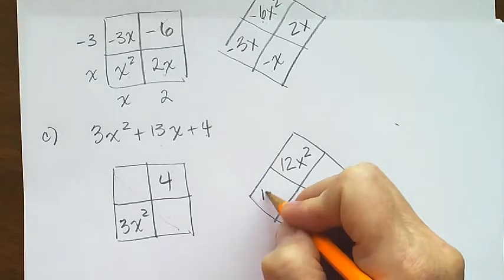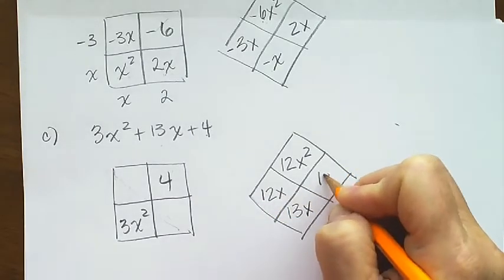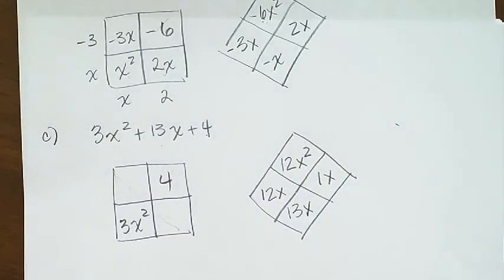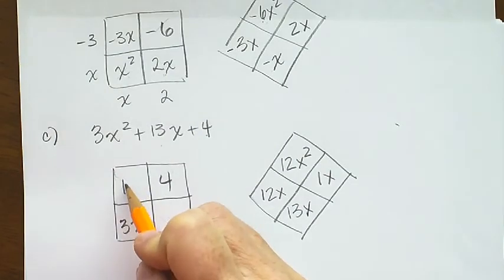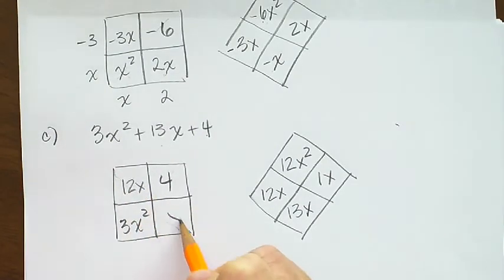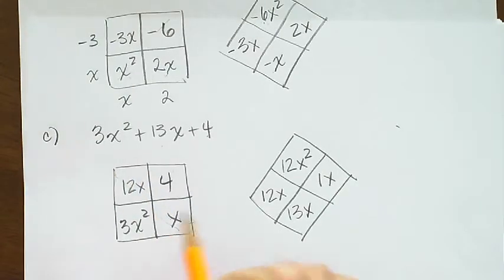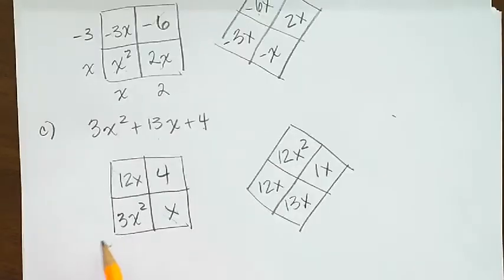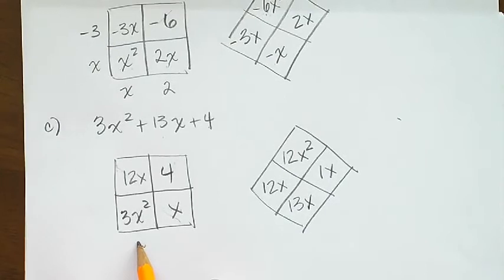That's going to be 12x and 1x. I don't have to write the 1 right there. So then 12x and x are my missing terms. And then I'm going to find factors of 3x squared, and I'm going to be careful where I put that 3x because I can't put it right here.